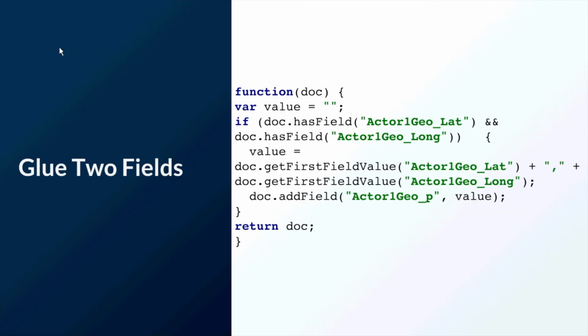If you want to combine two fields or include conditionals, this shows latitude being combined with longitude into a new point field. So what we're doing here is looking to see if you've got this latitude field, and if you do, I'm checking to see if you've got the longitude field. And if you do, then I'm taking the first field value that has latitude, and the first field value that has longitude, adding them together, and putting them in a new point field called actor1GOP. So this gets mapped to a point field, basically XY coordinate.